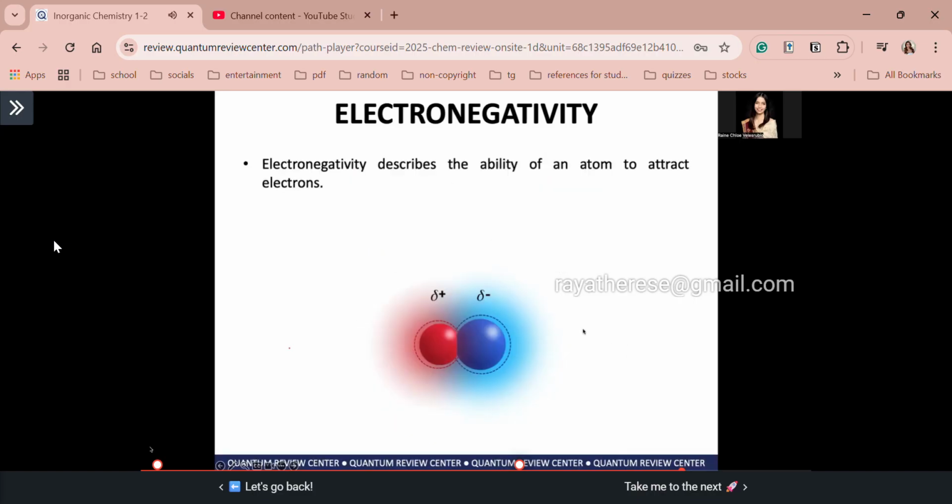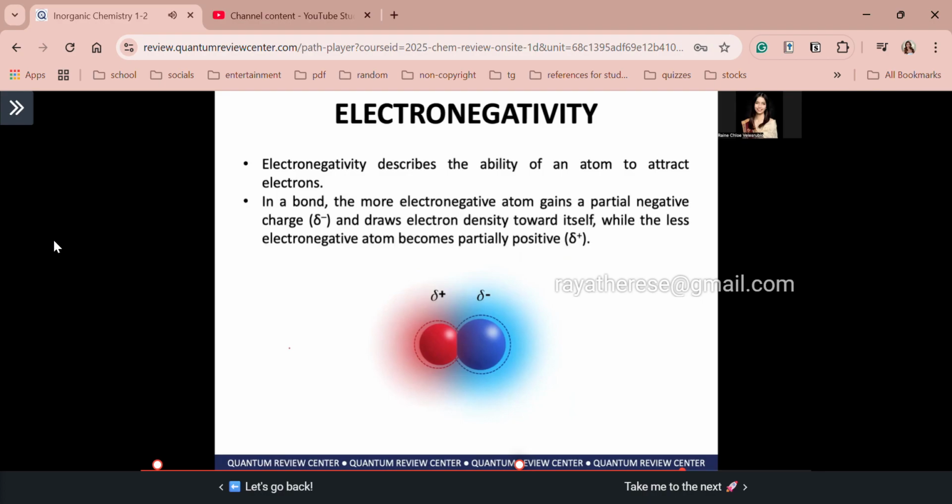So, electronegativity describes the ability of an atom to attract electrons. Specifically, EN explains the ability of an atom to attract electrons from another atom in order to form a chemical bond. In the bond, the more electronegative atom, the blue one, gains a partial negative charge and draws electron density toward itself, while the less electronegative atom, the red one, becomes partially positive.